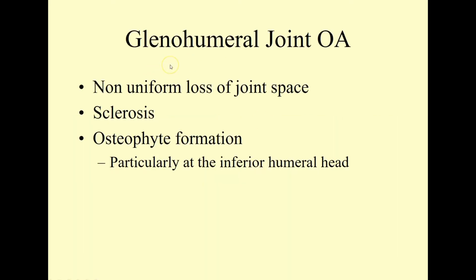Glenohumeral joint OA, still in the shoulder complex. We do tend to see, again, non-uniform loss of joint space, subchondral sclerosis, osteophyte formation, and particularly common on the inferior portion of the humeral head. Every once in a while, you'll see it on the superior part of the humeral head and/or glenoid.